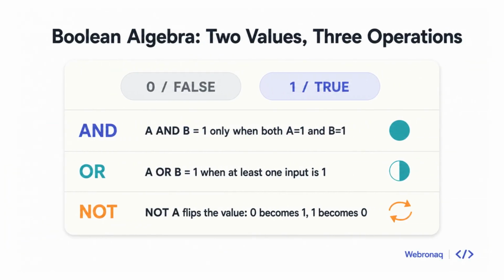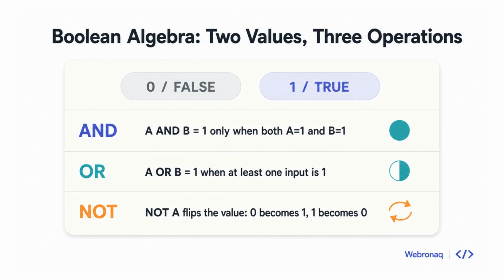Boolean algebra is a system built on exactly two values, 0, which we read as false, and 1, which we read as true. There is no in-between. George Boole formalized this idea in 1854, and it became the mathematical backbone of digital computing nearly a century later.